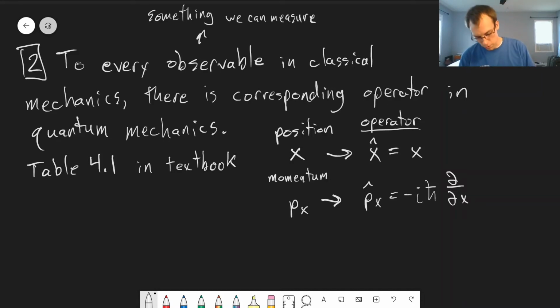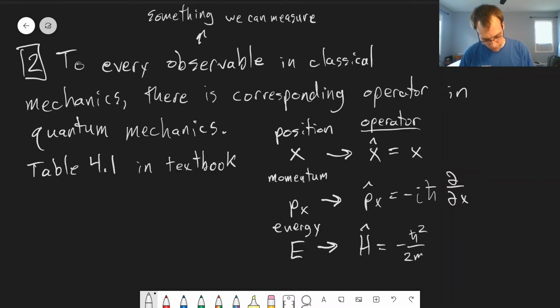The most important one that we've already seen as well is the energy observable, one of our most important observables. The corresponding operator is the Hamiltonian operator, which is negative h bar squared over 2m. And I'll write the three-dimensional version, del squared plus potential energy. And I wrote just x, but I'll write that as x, y, and z.